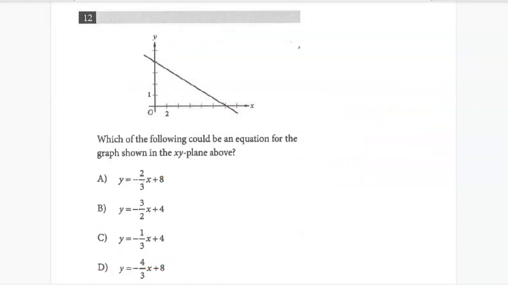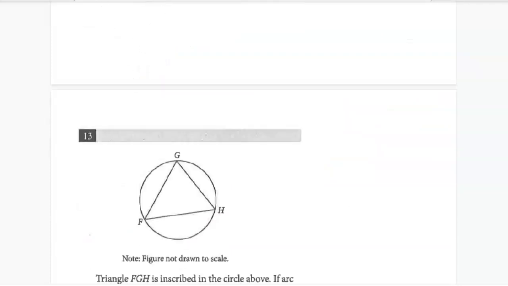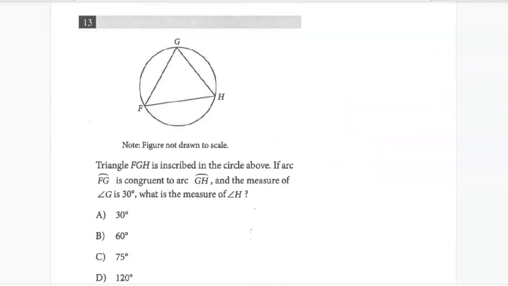All right. What do we got next? Number 13. Geometry problem here. Says, note, figure not drawn to scale. So again, be careful. It might not be what it looks like. Triangle FGH is inscribed. That just means that its vertices are perfectly right here on the corners. Arc FG is congruent to arc GH. The measure of G is 30. Find the measure of H. So our ultimate goal is to find the measure of this angle right here.